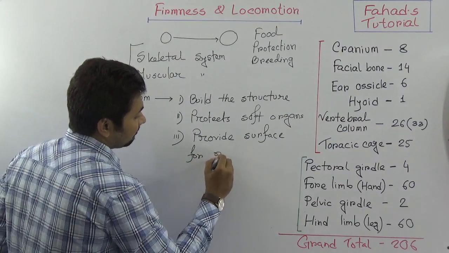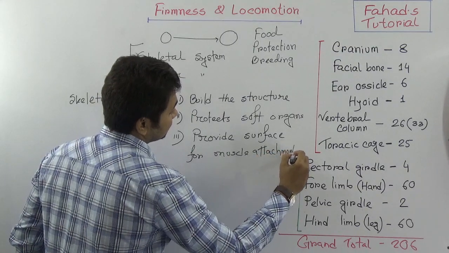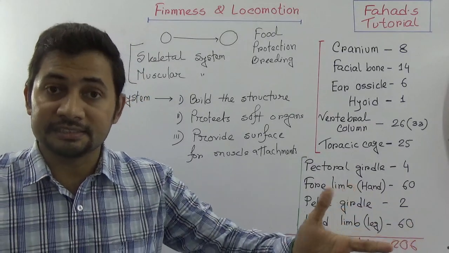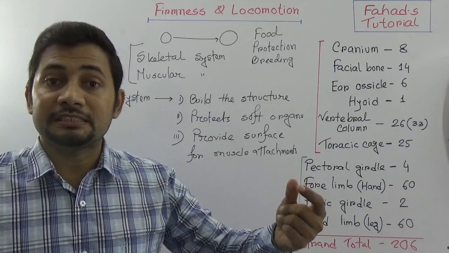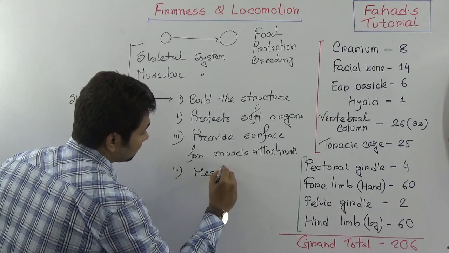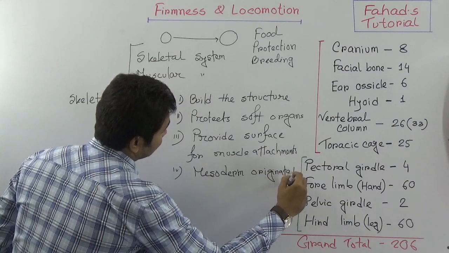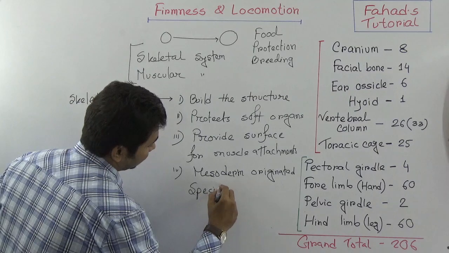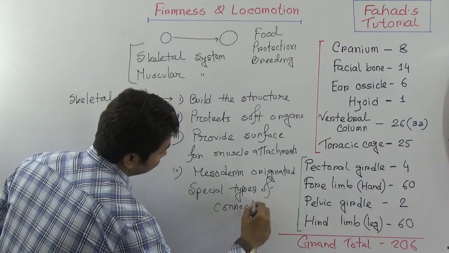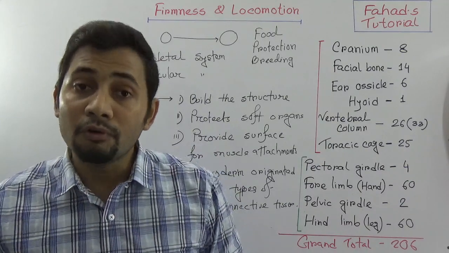Number three, it provides surface for muscle attachments. Simply, in case of defining the skeletal system, we can say it is mesoderm-originated special type of connective tissue. This is also important. Number four, mesoderm-originated special types of connective tissues. You know that in our body, I mean animals, we have 4 types of tissues, that is epithelial tissue, connective tissue, muscular tissue and nerve tissue.